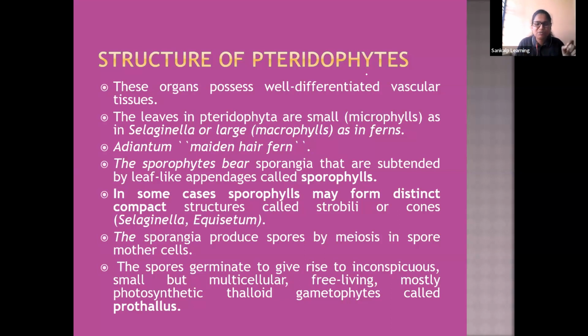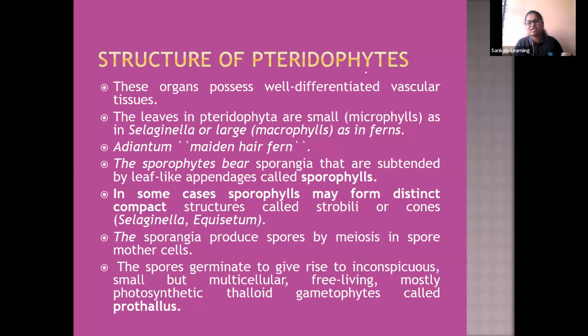Okay. So the sporangia produce spores by meiosis in spore mother cells. That spore mother cell will undergo meiotic division or reduction division. Then they produce spores. So spores are haploid in nature. Okay, thank you Shri Suresh for your doubt and the interaction.